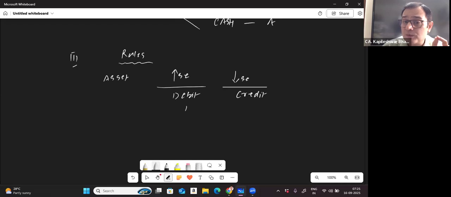The debit stands with the symbol DR, doctor, but we call it debit in accounts, not doctor. And the credit is symbolized with the letters CR, that is credit. So when you say debit, it will symbolically be represented as DR, and credit as CR.